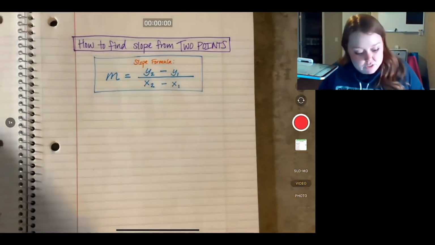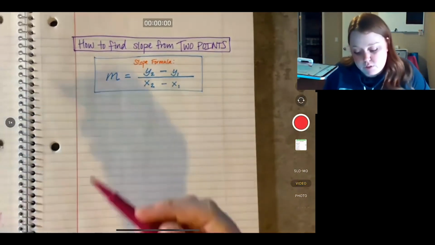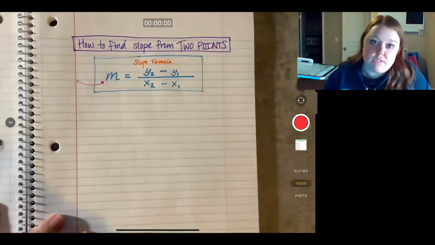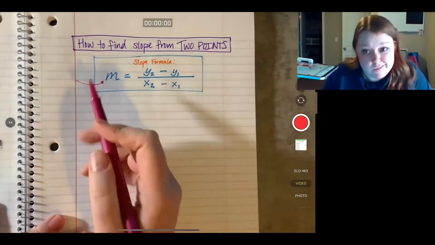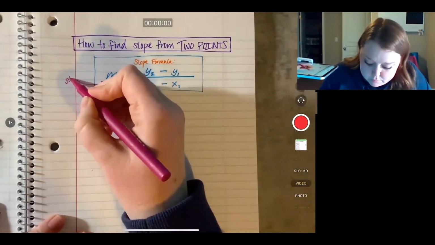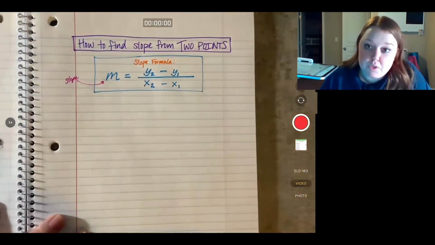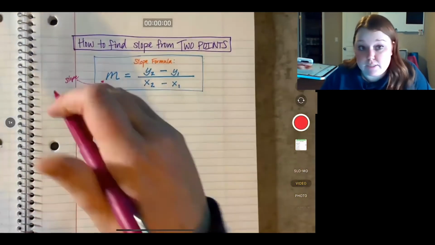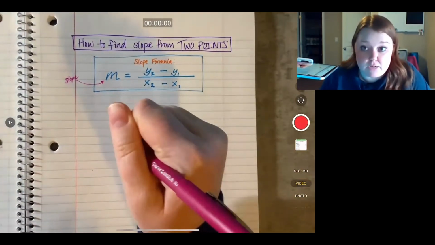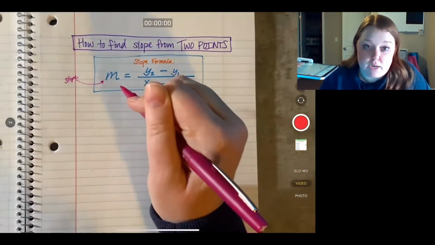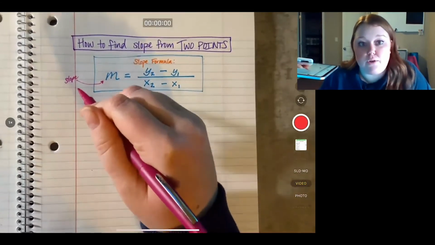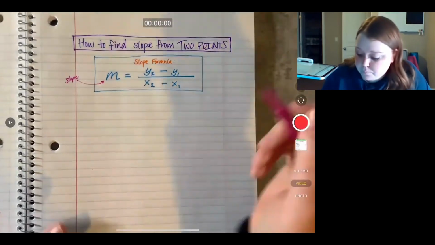So really, let's talk about this. I'm going to point to this M. I suggest you write this in your notes. M, what is M? M is just slope. We use M to represent slope in algebraic equations. If you want to write that statement I just said, pause the video, write it down. We use the letter M to represent slope in algebraic equations.